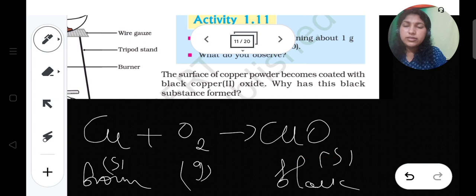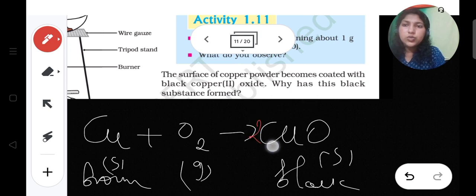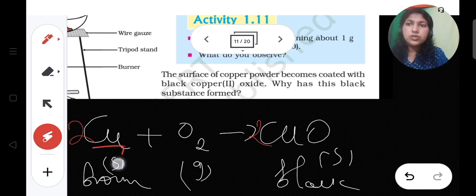And this is not a balanced chemical equation. We can balance it: 2Cu plus O2 gives 2CuO. Copper is 2 on the left and also 2 on the right, and oxygen is also 2 on both sides. Okay, this is a balanced chemical equation. Now we can change the black copper oxide back to brown.